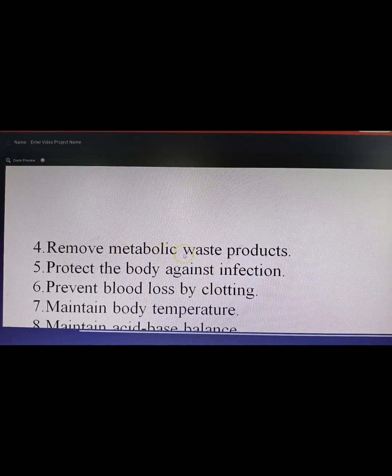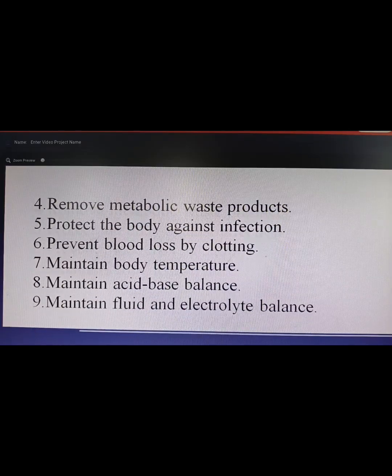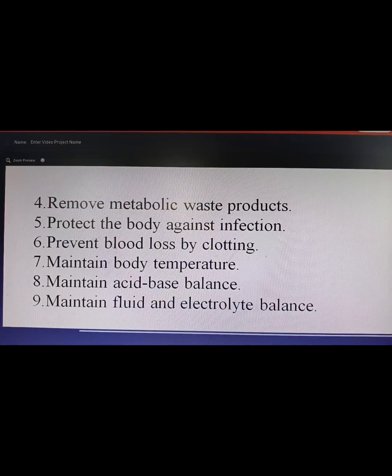Fourth one, removes metabolic waste products such as carbon dioxide, urea, creatinine and excess water or salts. Fifth one, protects the body against infection. Sixth one, prevents blood loss by clotting. Seventh one, maintains body temperature. When you get too hot, blood vessels in the skin widen and release heat to the environment, and when you are too cold, those vessels narrow to conserve heat.